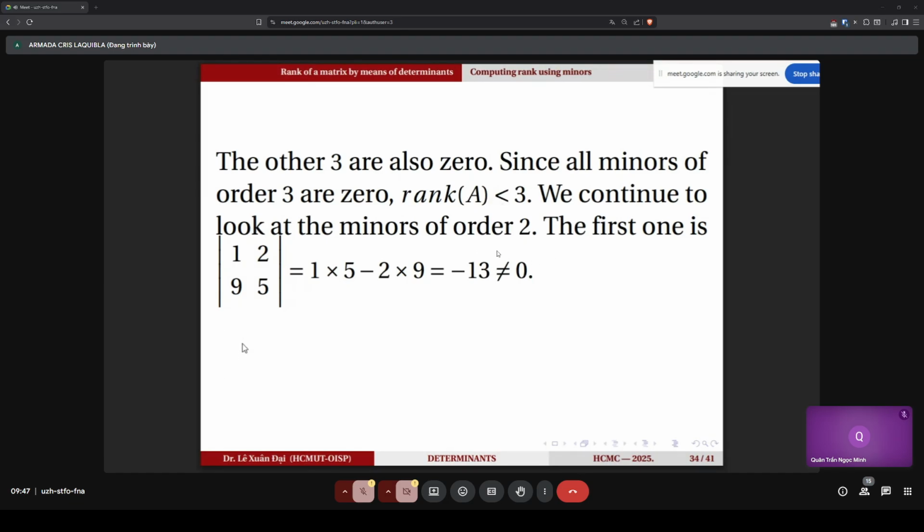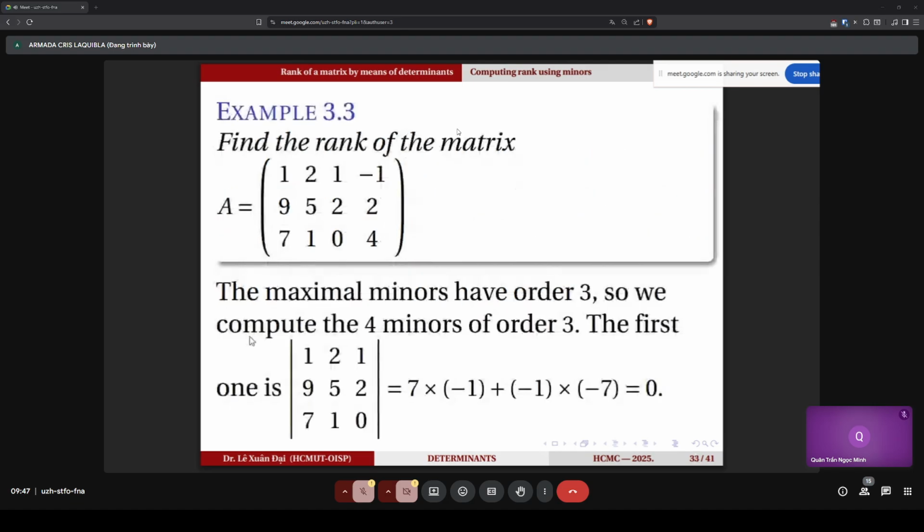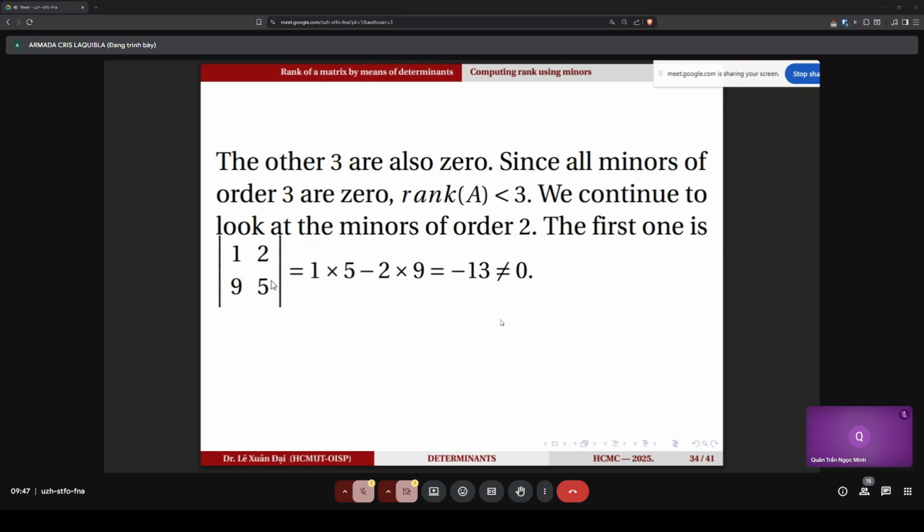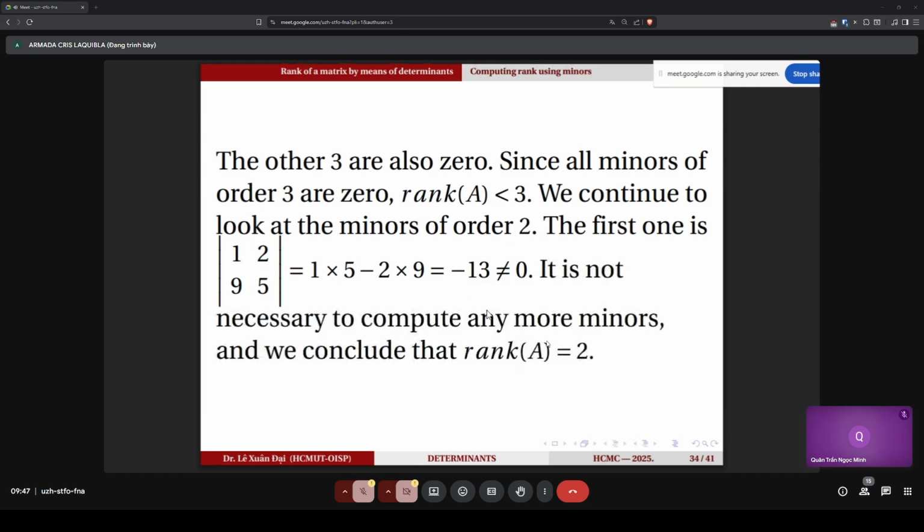Now we pick a 2 by 2 matrix from here. We have 1, 2, 9, 5. We pick that matrix and get the determinant: 1 times 5, minus 2 times 9, gives negative 13. This is not 0 anymore. Therefore, the rank of A is equal to 2.